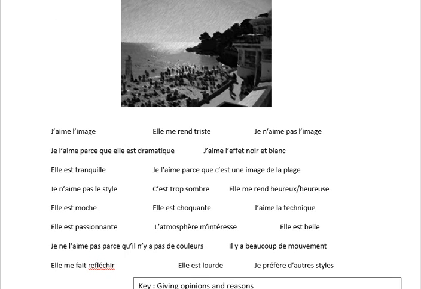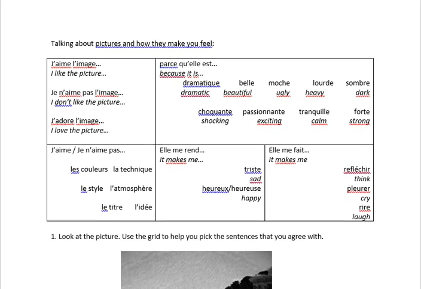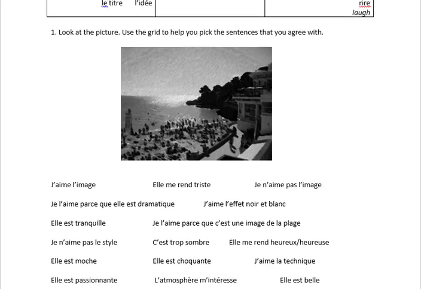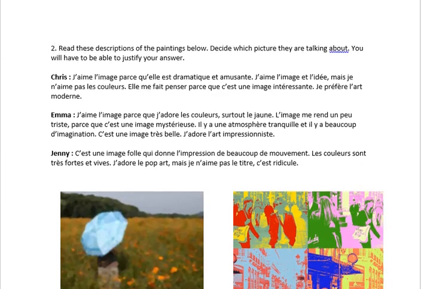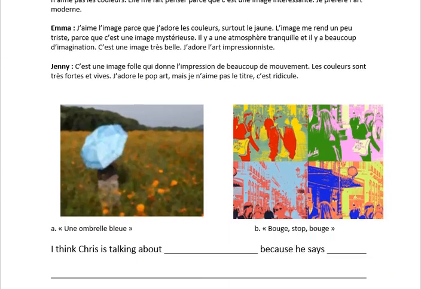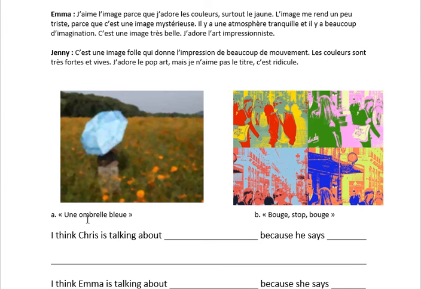In fact, all the French for today is on this page. So when you get where you need to look something up, go back to your work from last time and find it there. Okay. This is what we're going to be doing today, and we're going to be looking at these pictures. Une ombrelle bleue. Bouge, bouge, stop. Non, bouge, stop, bouge.